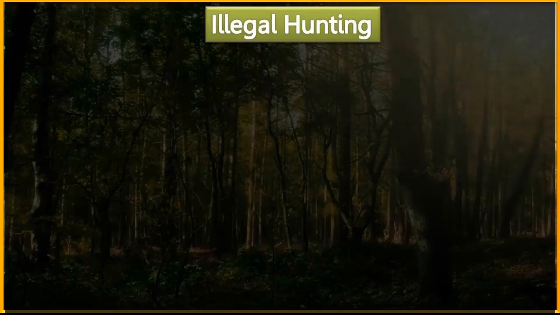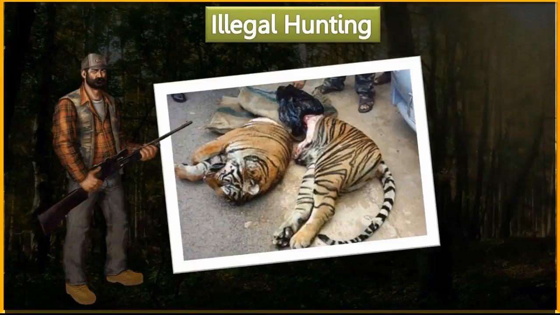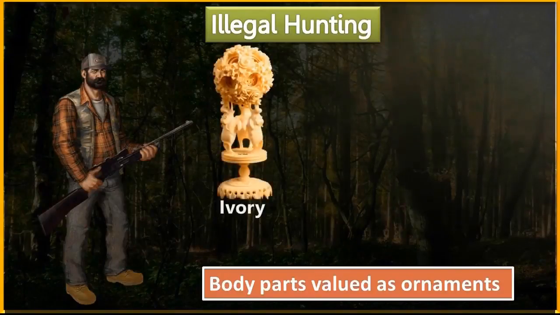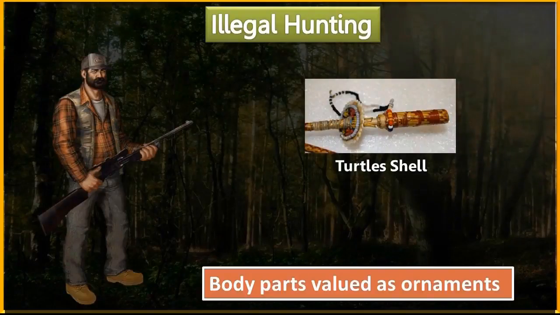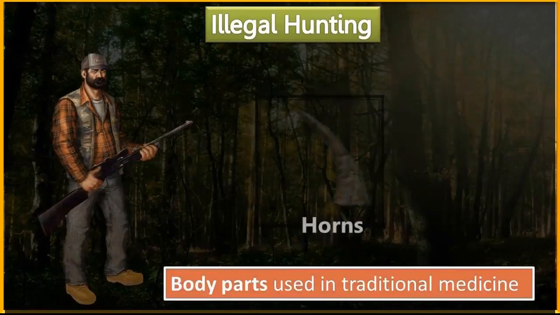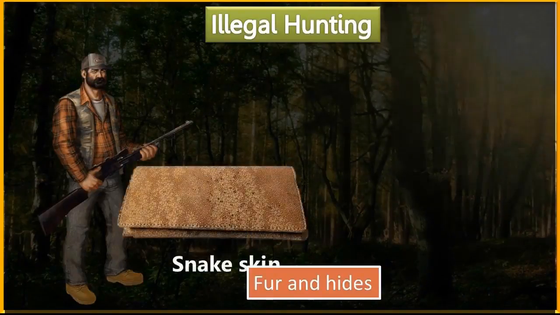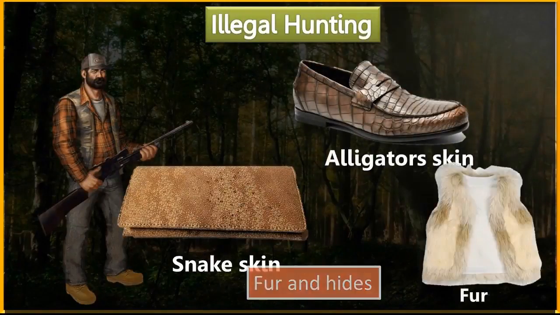Even though steps are being taken for protection of animals, illegal hunting is still a major threat to wildlife. Poachers hunt animals for number 1, body parts valued as ornaments, for example, Asian elephants for ivory and turtles for shells. Number 2, body parts used in traditional medicines, for example, Indian rhinoceros for horns and tigers for bones. And number 3, fur and hides, for example, deer and cattle for leather, alligators and snakes for skins, and wildcats, minks and bears for fur.